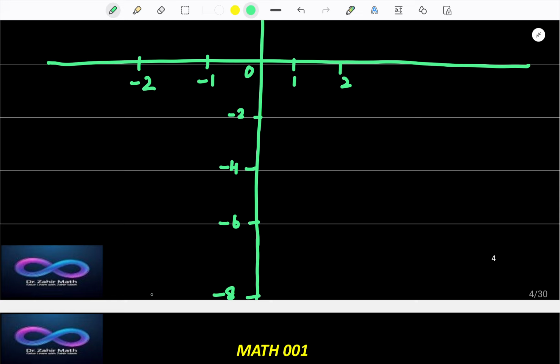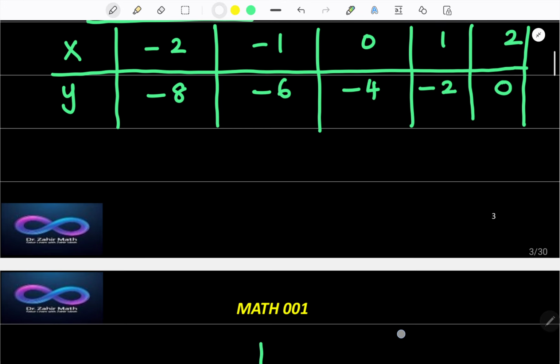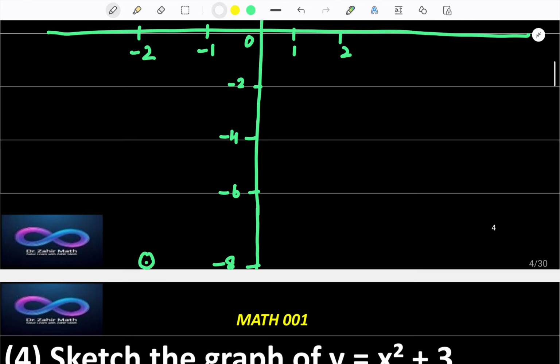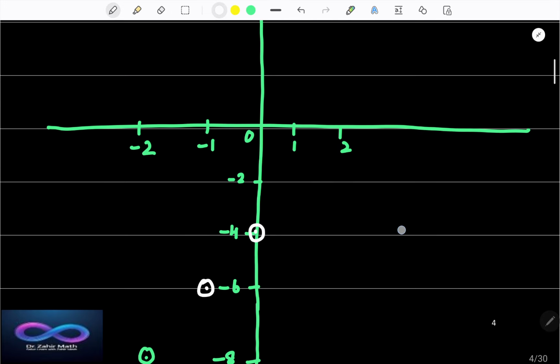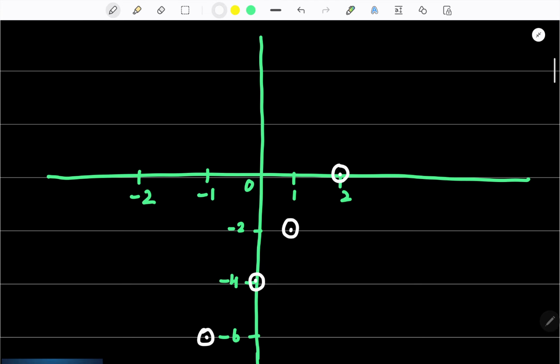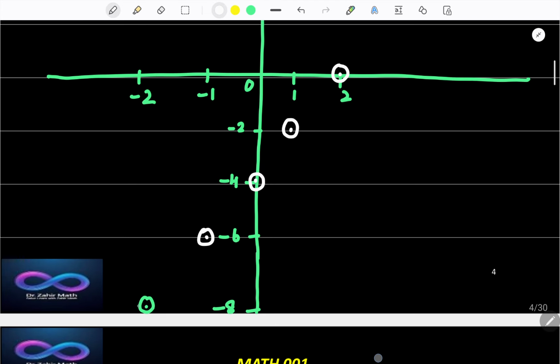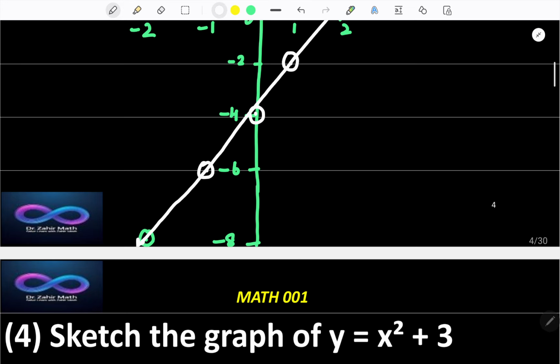So (-2, -8) is the first point. Then the next is (-1, -6), this point. Then (0, -4) is this point. Then (1, -2) is this point. And then (2, 0) is this point. If you take more points, the line will go on. Let me try to draw the line so it passes exactly through the points. Yes, luckily I got it. So this is the equation of the line, y equals 2x - 4. Very easy to draw. Clear.